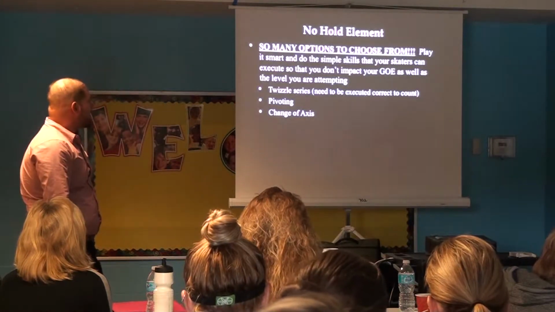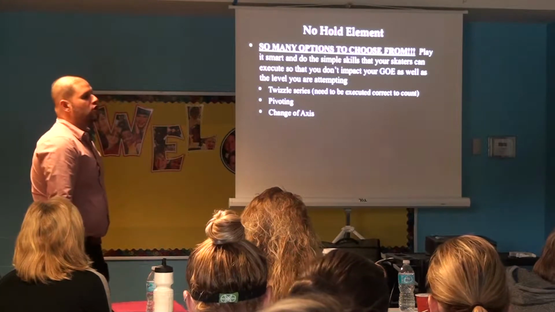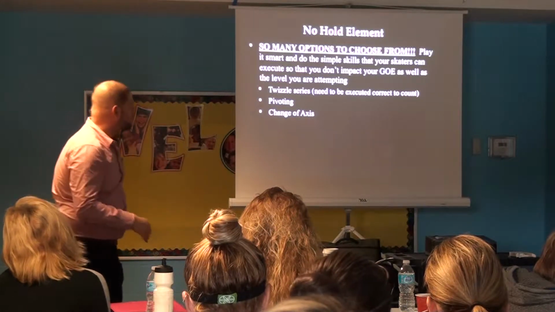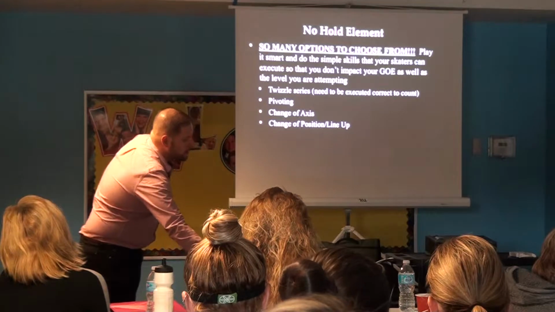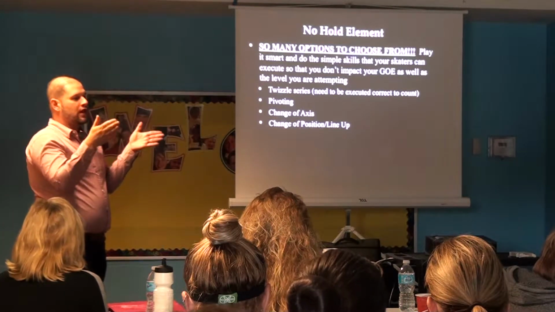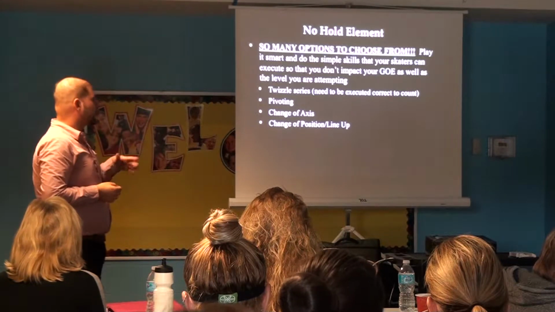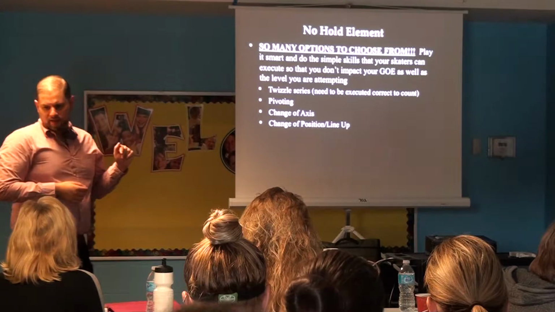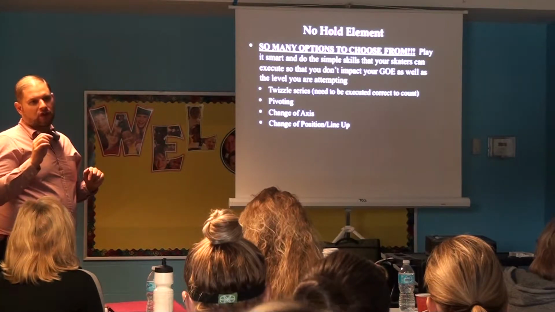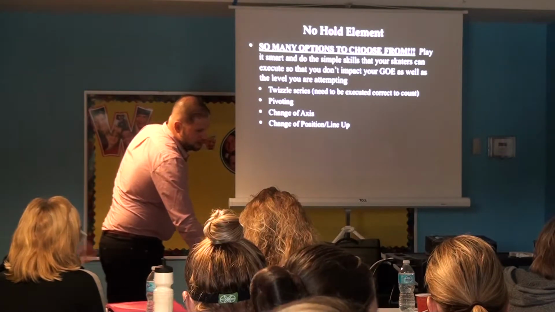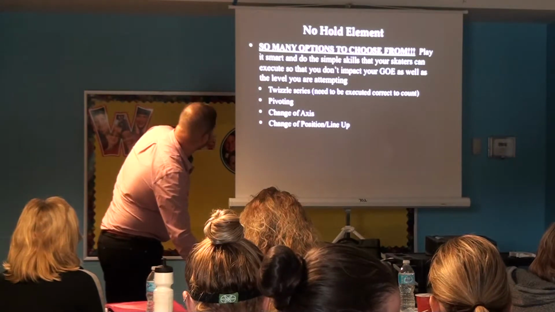Change of axis. Quite simple. You can do long axis, short axis, or diagonal in your block if you want to, in your element. Change of position skater lineup. Those are those little movements we see where the outer lines become the inner lines. If your skaters can do that together, but it doesn't have to be done together to get the feature call, it'll impact the GOE if it's not done correctly. Yeah, doesn't have to be perfect like the weave does.